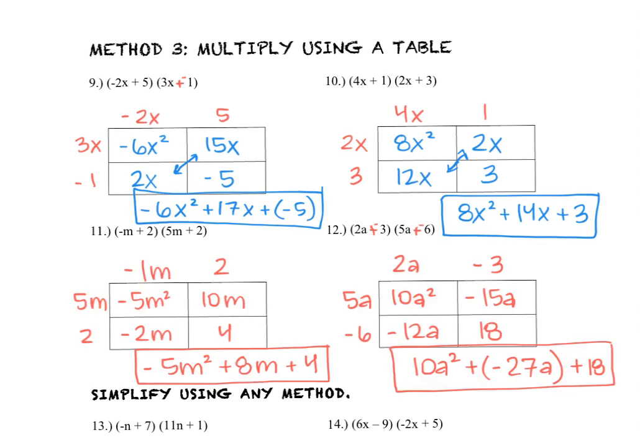All right, go ahead and check your answers with mine. Notice that on number 11, when I had that negative m, I wrote that as negative 1m. You don't have to do that, but it just helps me not lose that negative sign there. And so again, this box method just helps you visually see how you are multiplying both of those binomials.